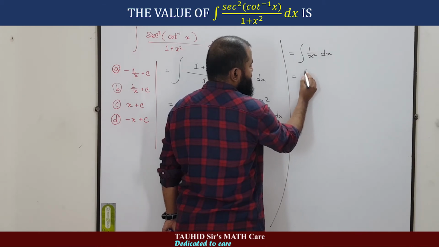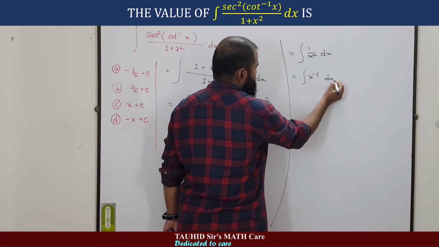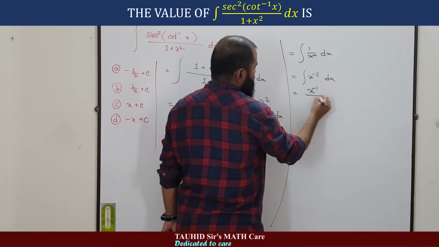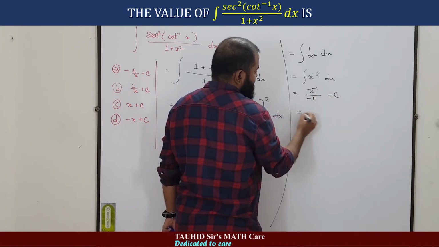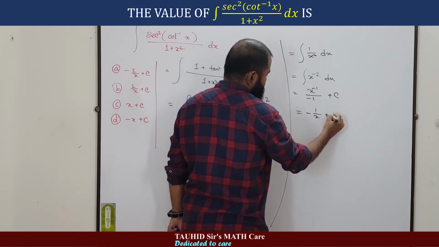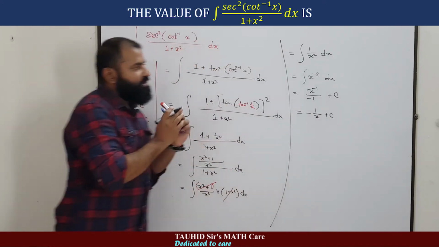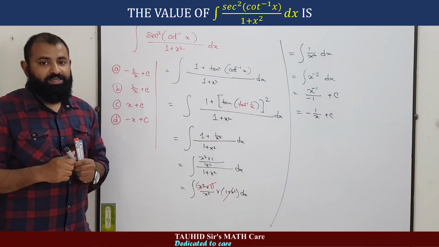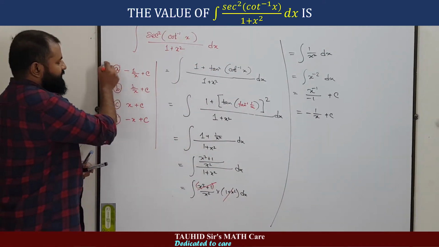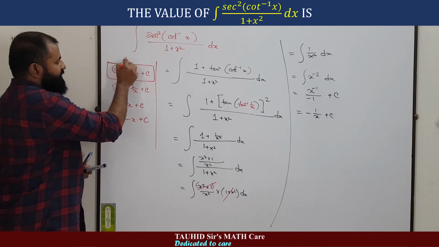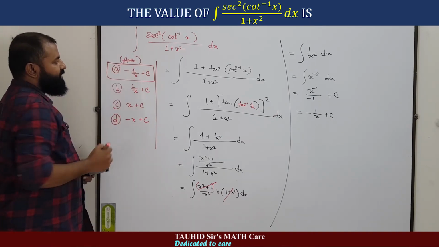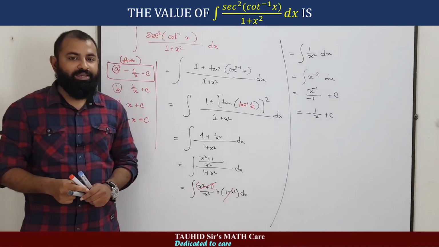1 by x square means x to the power minus 2 dx. That means after integration x to the power minus 1 by minus 1 plus c. That means minus 1 by x plus c. Can we see it in options? Yes, you can. This is in option number A. This is our answer. After integrating this, we will get minus 1 by x plus c.